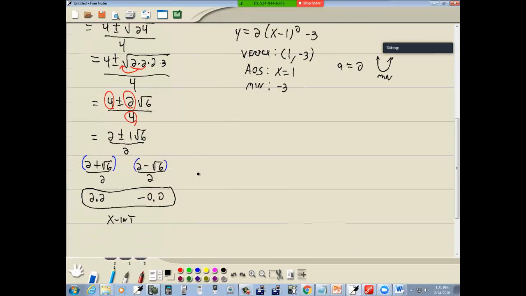Okay. Now let's take a look at the graph. Our vertex is 1, -3, which is right here. And your vertex is the lowest point or highest point. Since this is opening up, it'll be our lowest point. Our x-intercepts are 2.2, which is roughly there, and -0.2, which is roughly there. And your axis of symmetry is x equals 1.